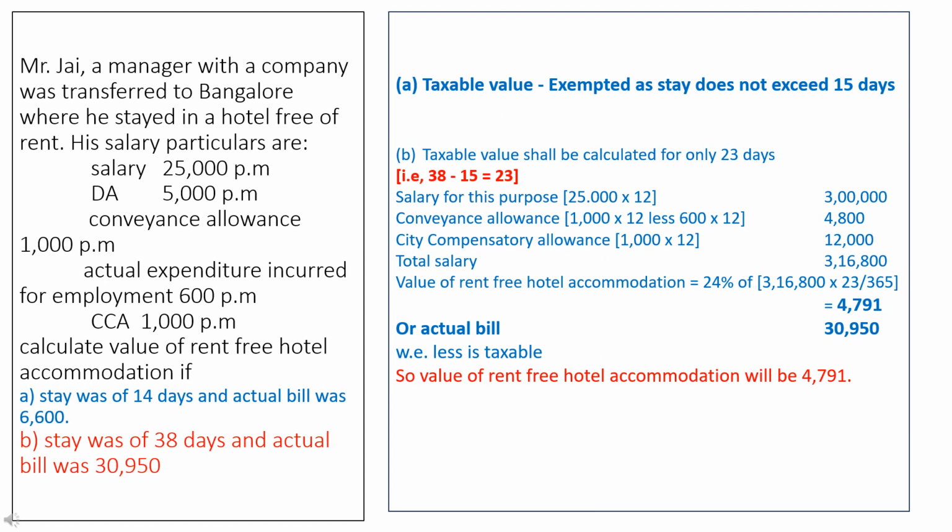In this question's first part, the stay is for 14 days. So the value of hotel accommodation will be nil as it is exempted for the first 15 days. In the next part, the stay is of 38 days. That means the first 15 days are exempted, and we'll calculate the value for 38 minus 15, that is 23 days. 24% of salary comes to be 4791, and the actual bill paid by the employer is 30,950. Whichever is less, that is taxable. That means 4791 is the taxable value of hotel accommodation in part B.